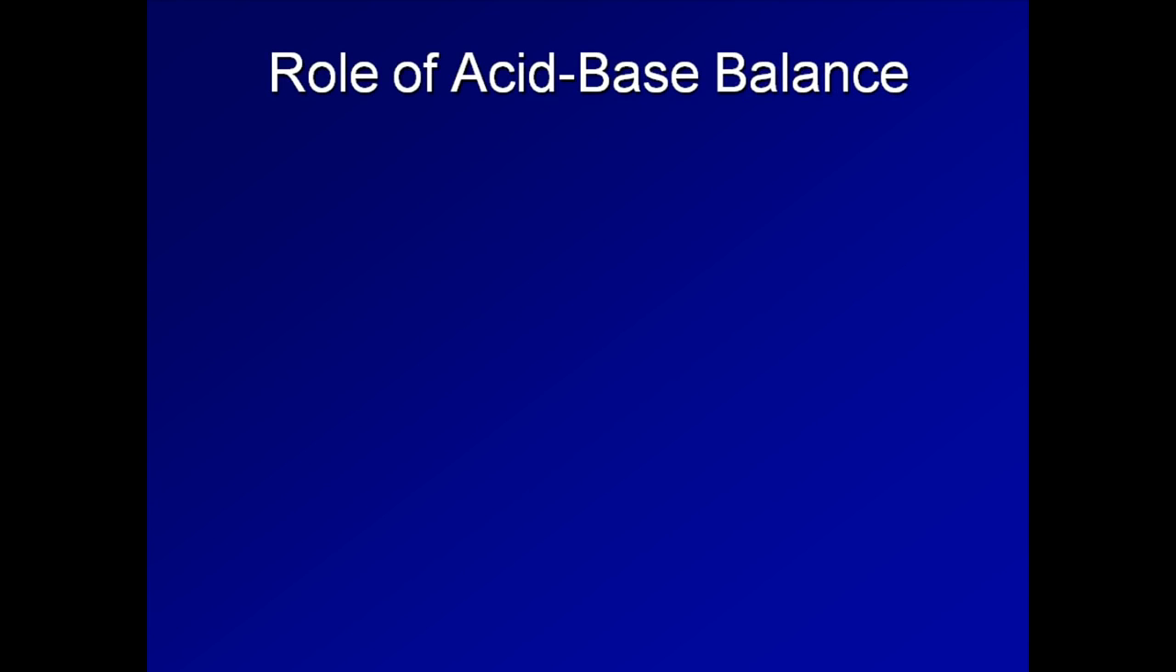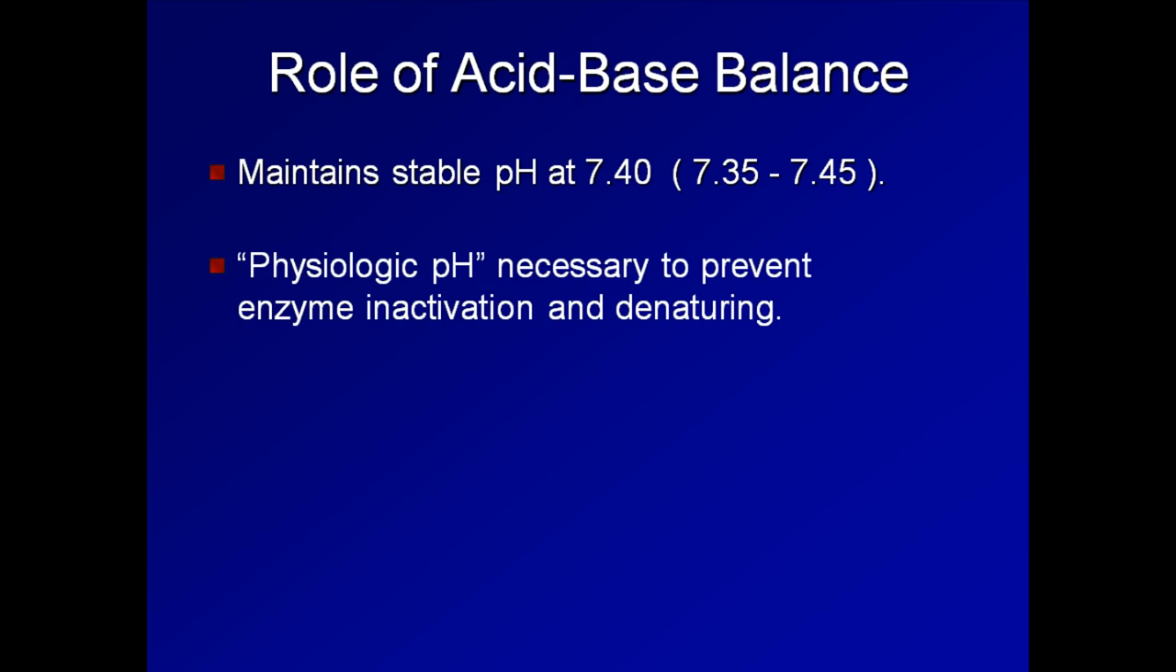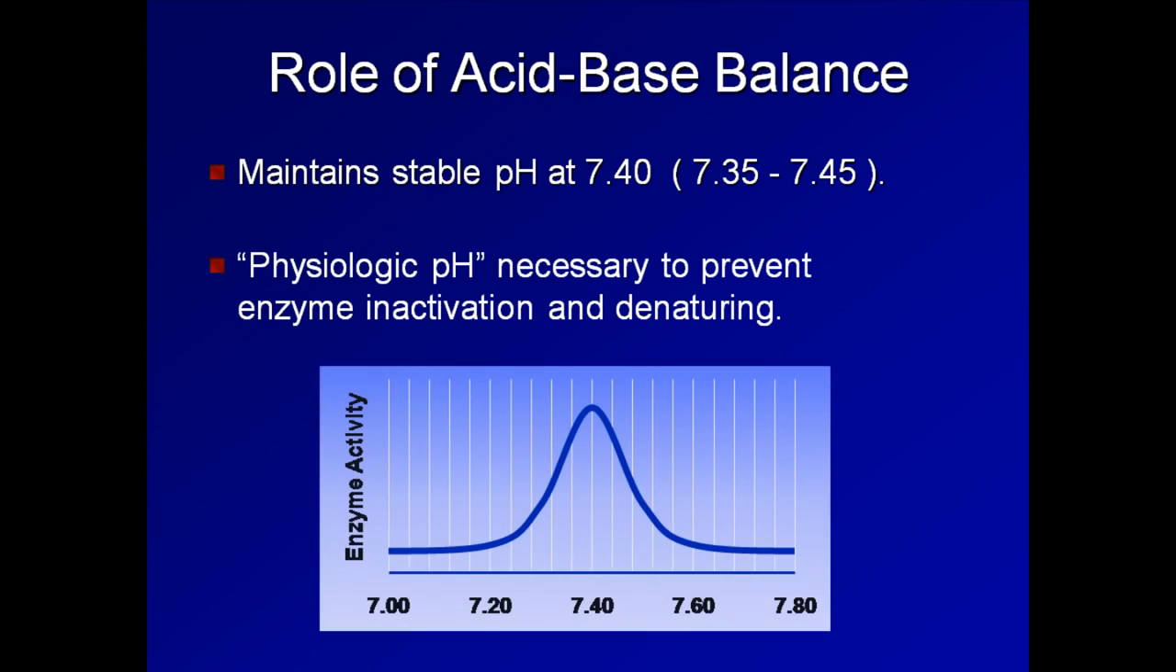The primary role of acid-base balance in the body is to maintain a stable pH within a narrow window centered at 7.40. This is necessary as most enzymes in the human body optimally function here, and relatively small perturbations in pH can lead to their denaturing and even irreversible inactivation. There are a few notable exceptions to this.